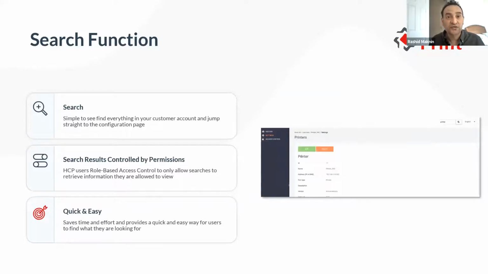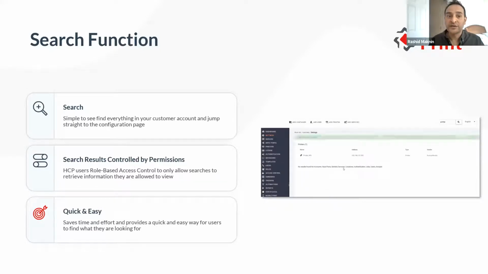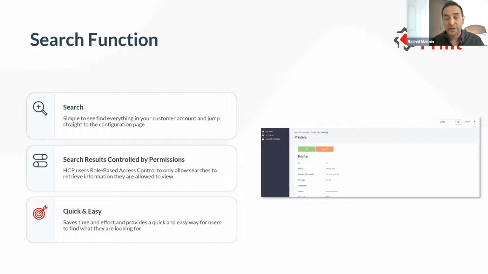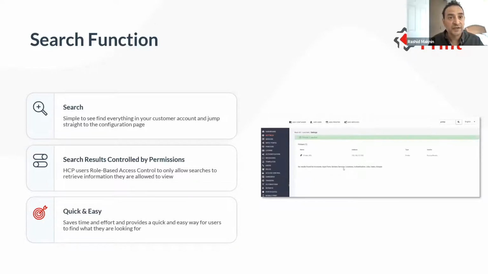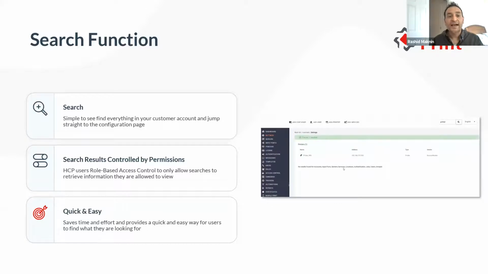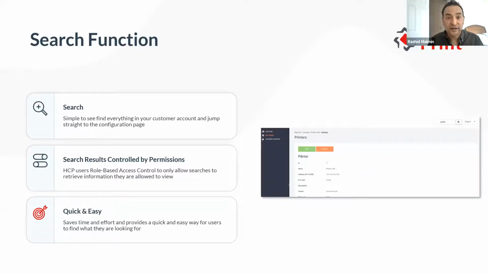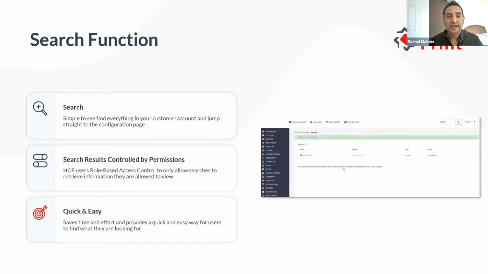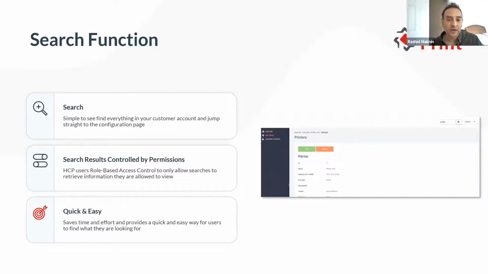These search results are controlled by permissions, so you can allow certain users to search only for, you know, for instance, by user, or other users to search for printers, etc., in case you want to split them up for role-based access control. And it's just a very straightforward, very simple, but very effective tool to help administrators and support people get to where they want to get to very quickly within the web UI.